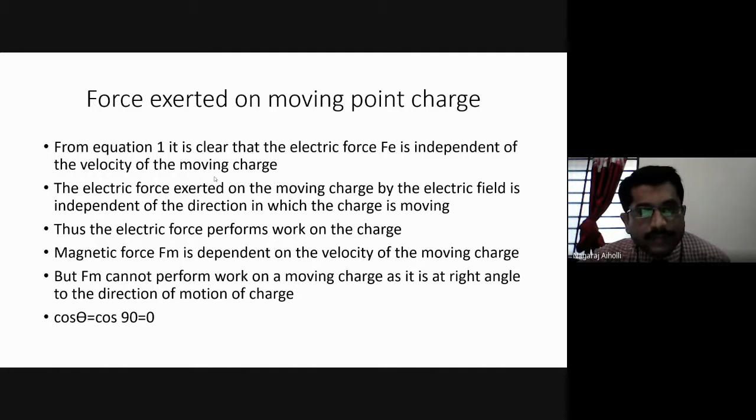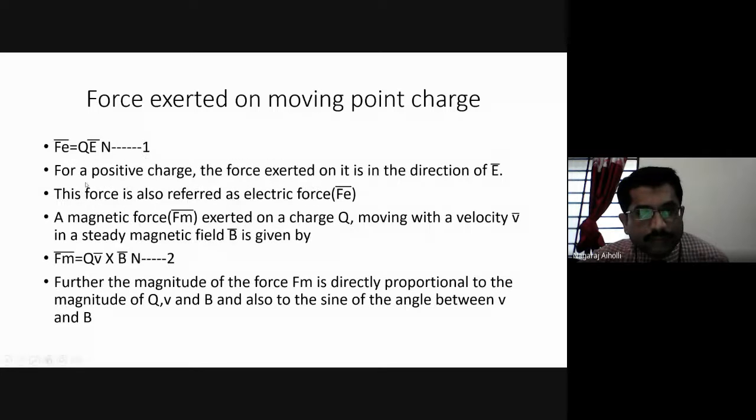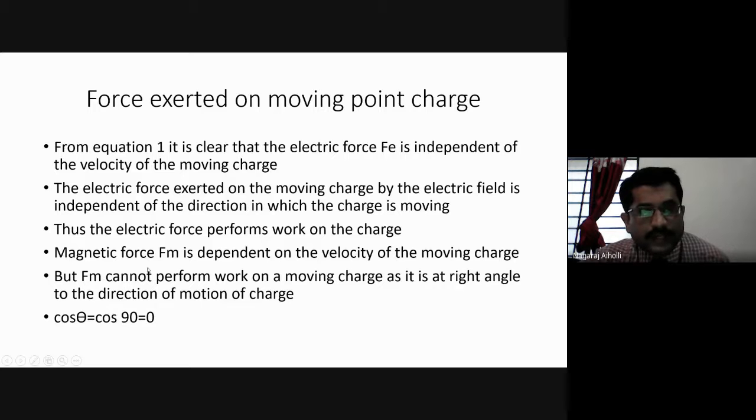Magnetic force Fm, let us consider equation number 2. In this equation, the magnetic force Fm is dependent on the velocity V bar of the charge. Magnetic force Fm is dependent on the velocity of the moving charge. But Fm cannot perform the work here.